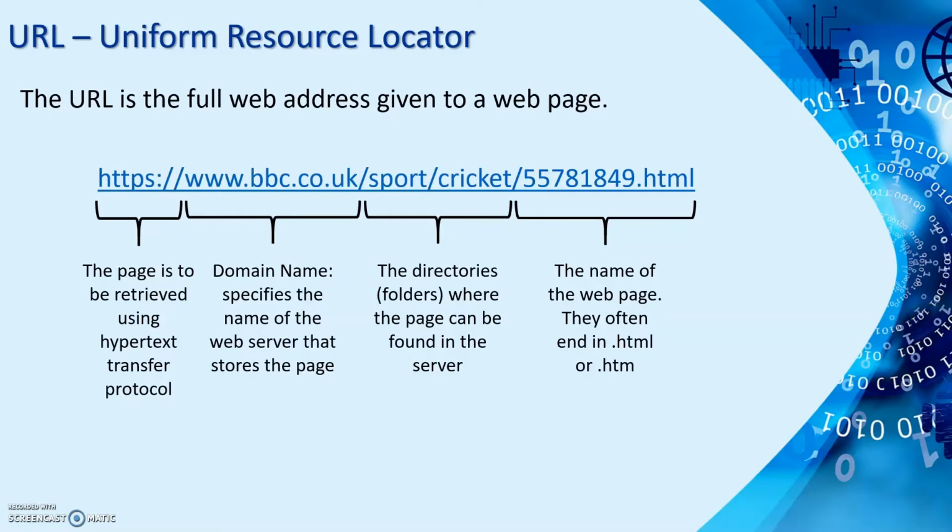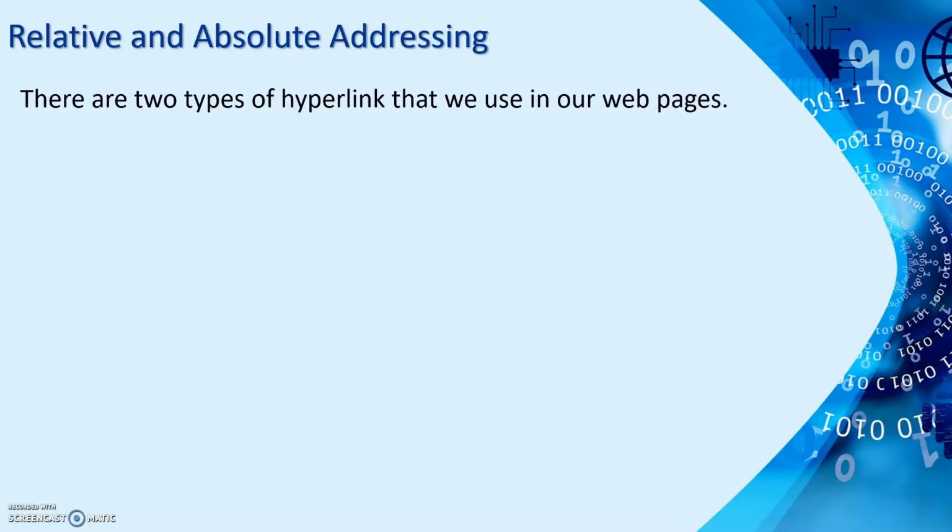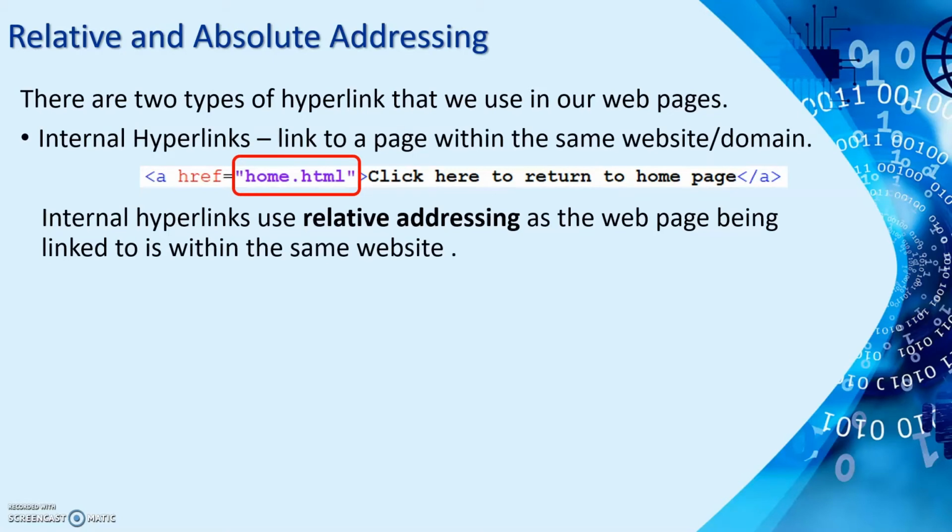Okay, so this is new theory. This is important: the terms relative and absolute addressing. There are two types of hyperlink that we use in our web pages. You know this. Internal hyperlinks link to a page within the same website and domain. And you know what it looks like, home.html. Here's the new point. Internal hyperlinks use something called relative addressing. This is because the web page that's being linked to is within the same website. So it's like your family, your relations, your relatives. You're all together in the same website. That is the relative addressing that we would use. Just simply the name of the web page.